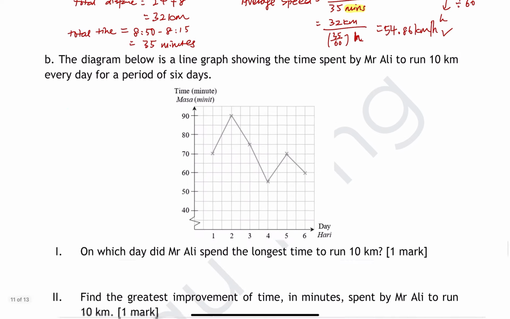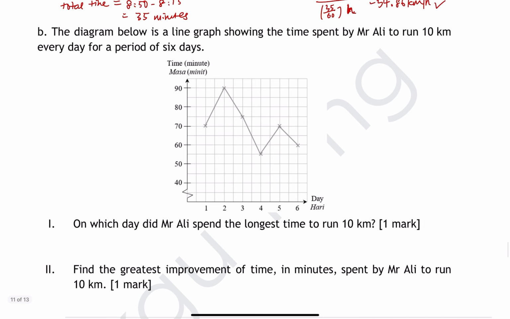Right? So for B, the diagram below is a line graph showing the time spent by Mr. Ali to run 10 km every day for a period of 6 days. On which day did Mr. Ali spend the longest time? So for the longest time, you can just check on the time axis. This is the longest time and you can just refer to your X. This is day number 2. So you just put day 2.